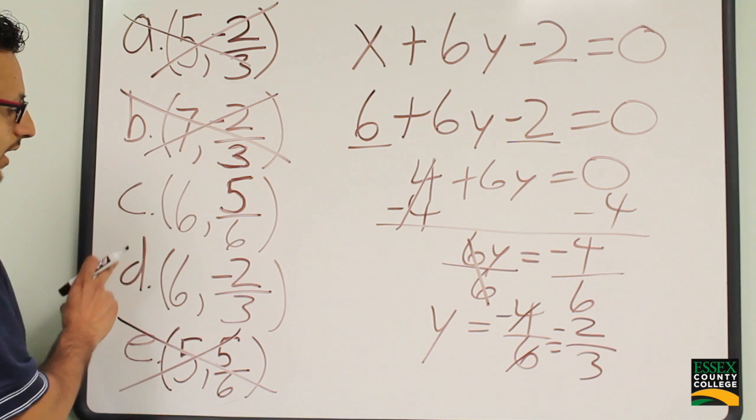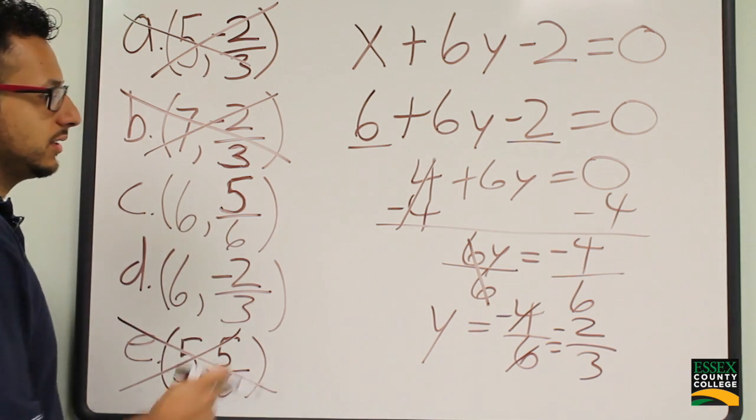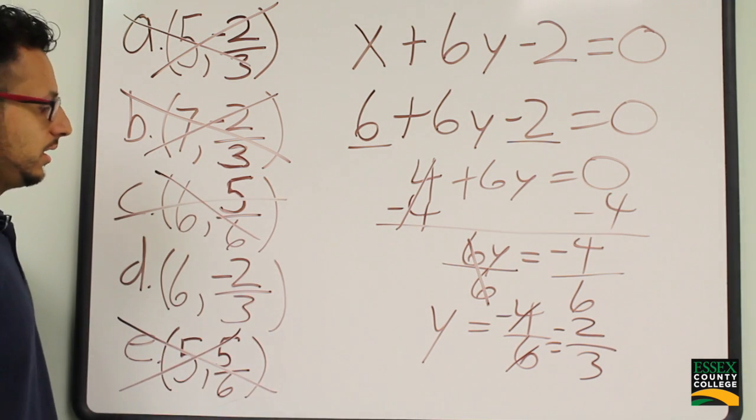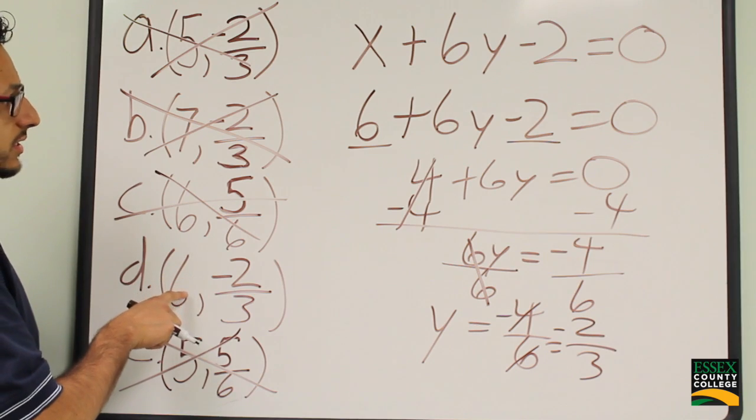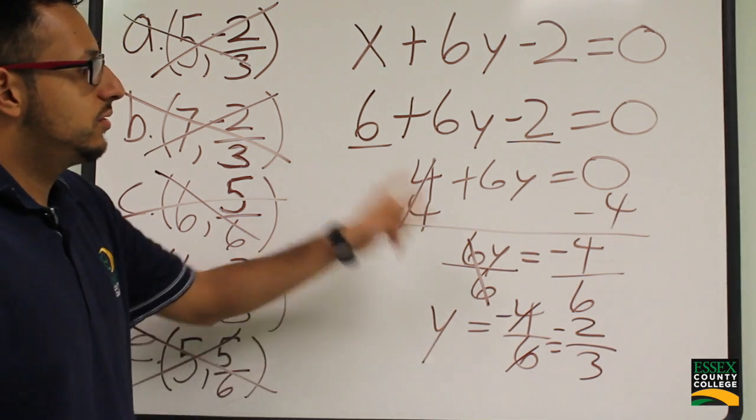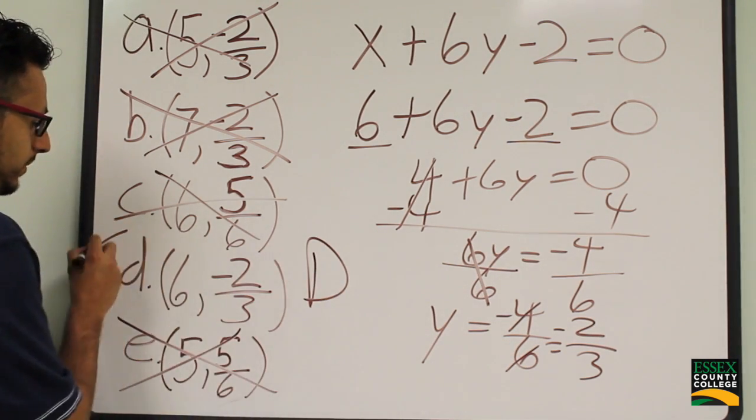And we look at the answers. C says when x is 6, y is 5 over 6. That doesn't match, so C is incorrect. We see D, when 6 is x, y is negative 2/3. And that's a match to what we got. Therefore, D is the right answer.